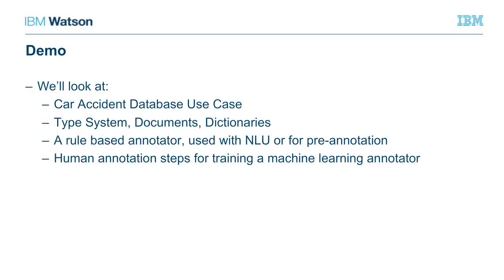Okay, so we'll take a look at the demonstration now. I'm going to concentrate on the use case which I talked about at the beginning, which is about the car accident database. And we'll take a look at the type system which might be used to build an annotator to analyze that domain-specific information. We'll look at some example documents and dictionaries which are associated with that as well. I'll also show you how to make a rule-based annotator, which we can then deploy to the Natural Language Understanding API or use it for pre-annotation purposes. Finally, I'll also show you how the annotators use the ground truth editor to annotate documents used for training the machine learning annotator itself. So I'm going to start the screen share now.